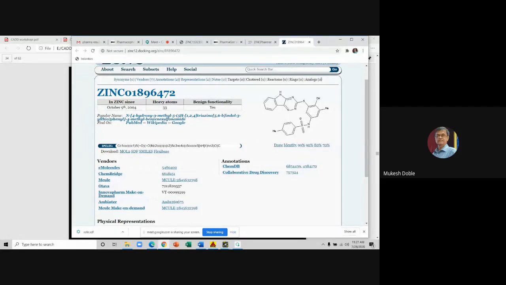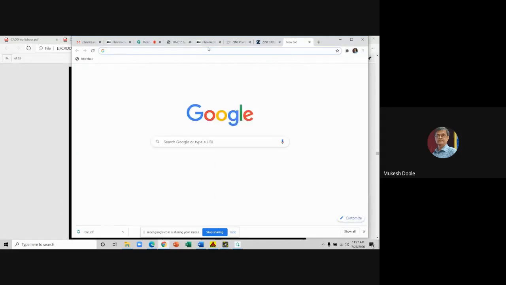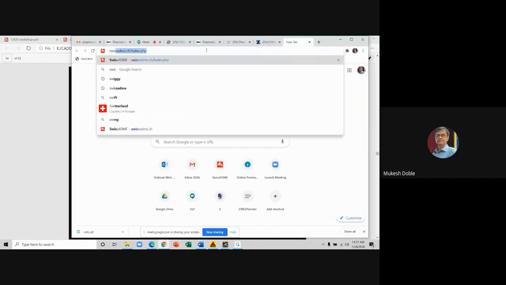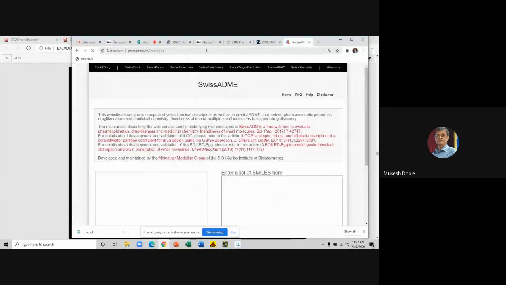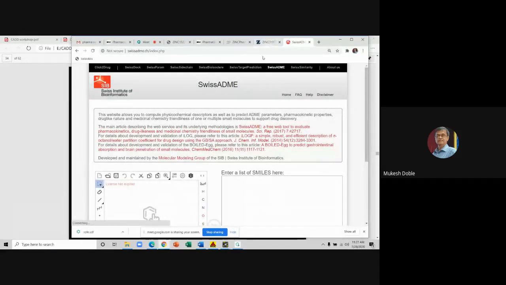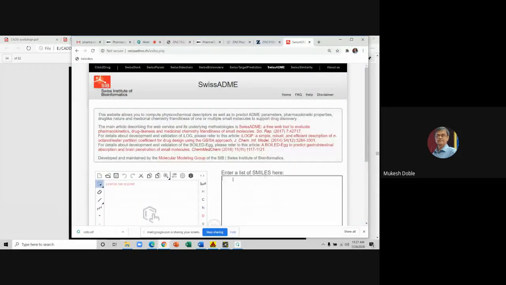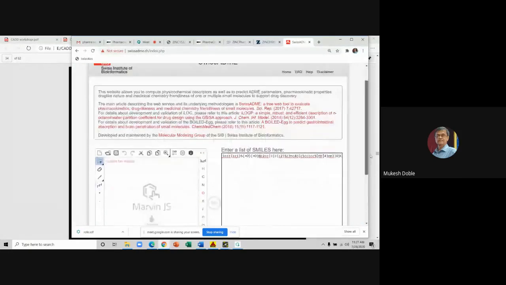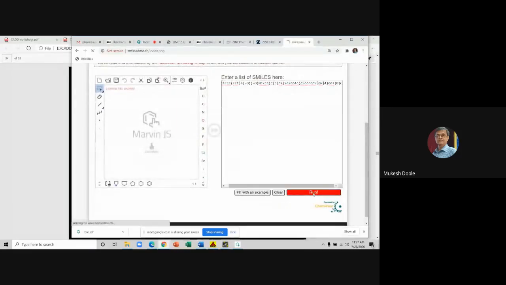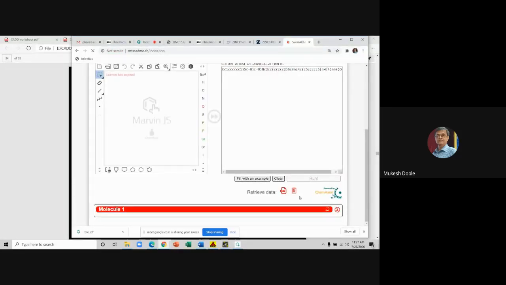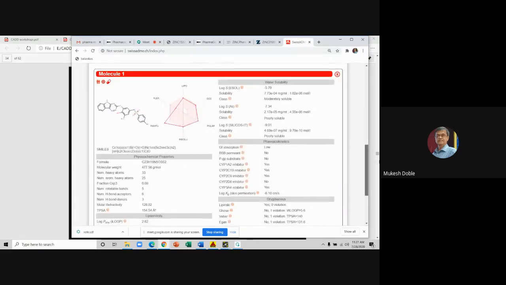So what do we do? We go to Swiss ADME. Then we copy the SMILES notation. SMILES notation is here. And then I will enter the SMILES notation, and then I will see whether it satisfies all the conditions. So, yeah, it's done the calculation. So okay, this is the molecule.